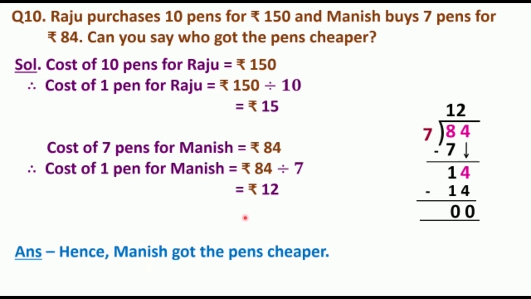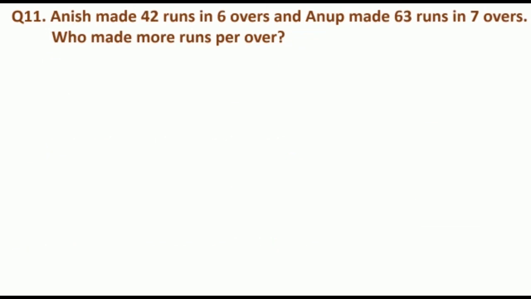Okay, so hence Manish got the pens cheaper. Here you can see the cost of 1 pen for Manish is rupees 12 and cost of 1 pen for Raju is rupees 15. So 12 is smaller than 15. Okay, so Manish is getting the pens cheaper, in less cost. Okay, so hence Manish got the pens cheaper. We have to write the answer. Hence Manish got the pens cheaper. Okay. Now let's see the next question, children.